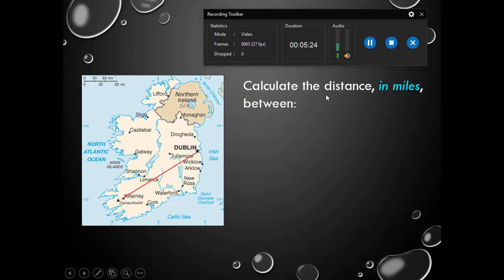Now we're going to calculate the distance in miles. So we need to change our scale when we set up our proportion. So we're measuring the distance between Dublin and Killarney. Dublin is the capital and the star is pretty large. So again, I'm shooting for the center of it.